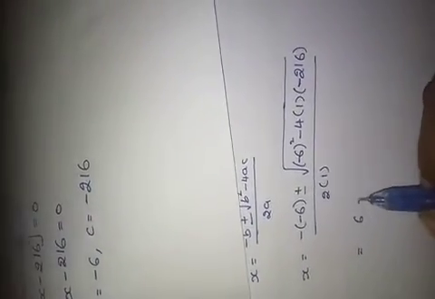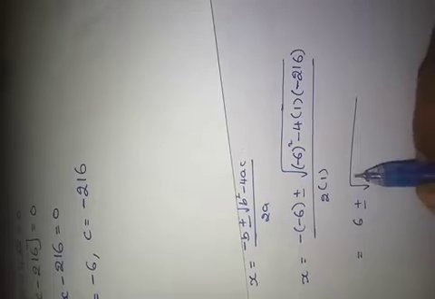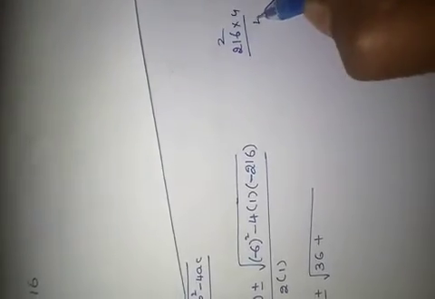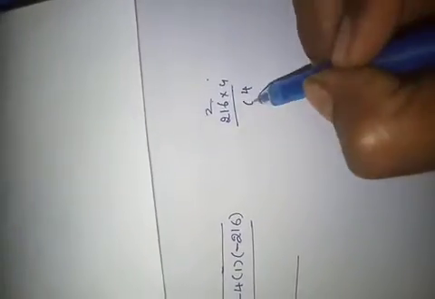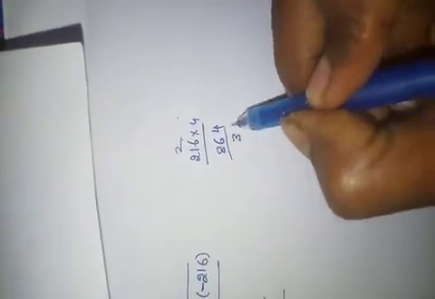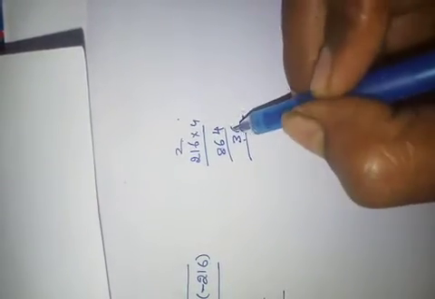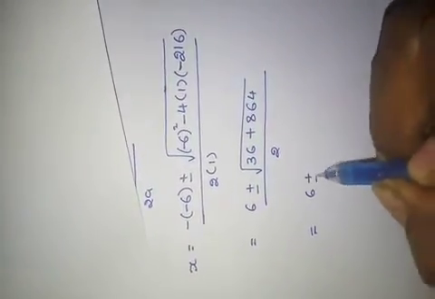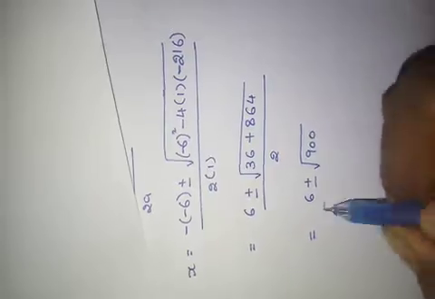Now solve this. Minus into minus plus 6 plus or minus root of 6 square, 36, minus into minus plus 216 into 4. 6 fours are 24, 4 ones are 4, 5 6, 4 twos are 8. 864 divided by 2. Add 36 to this. That equals 6 plus or minus root 900 by 2.